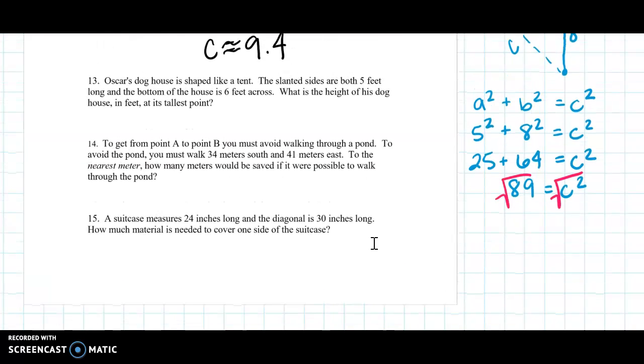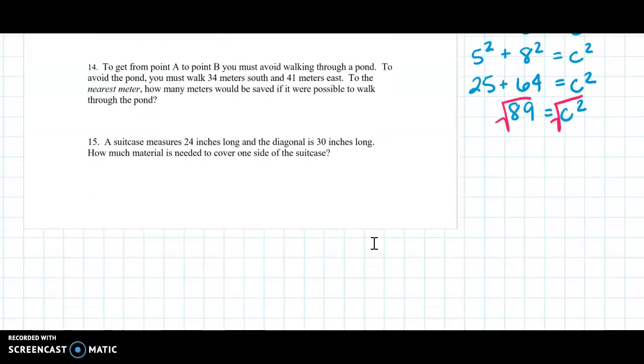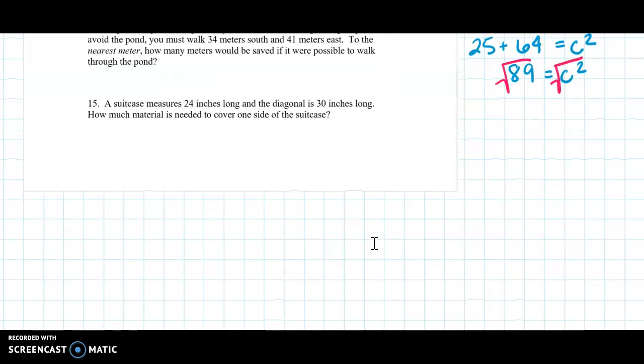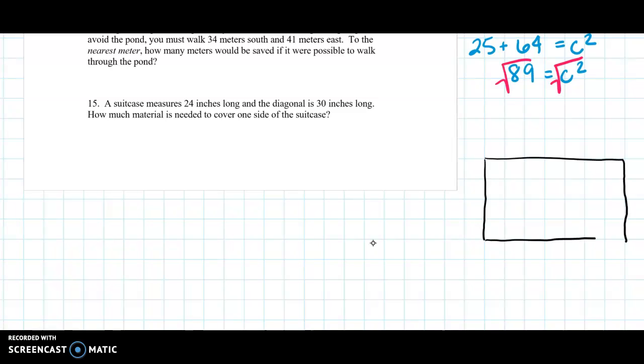Now let's take a look at question 15. A suitcase measures 24 inches long and the diagonal is 30 inches long. Well, imagine a suitcase is a big rectangle and it measures 24 inches long and the diagonal across it is 30 inches long. How much material is needed to cover one side of the suitcase?